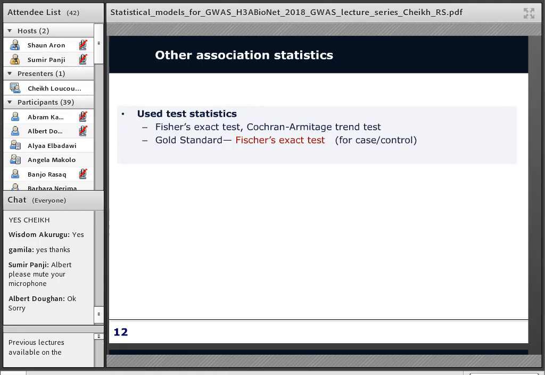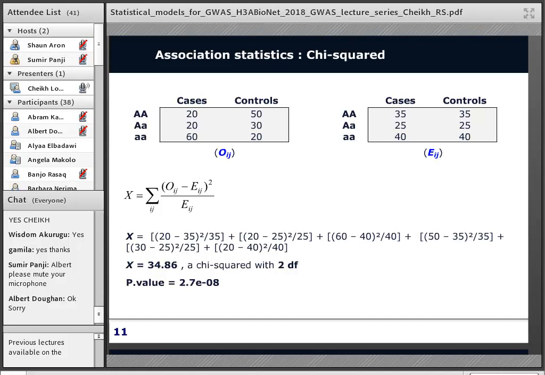So for this classical design, there are other association statistics that are also used, like the Fisher exact test and the Cochran-Armitage trend test. But the gold standard we use in practice for case-control studies is the Fisher's exact test, which is more stringent, but more secure because it's immune to misspecification of the distribution. The test statistic x is supposed to be distributed as a chi-square, but this is under some validity condition.